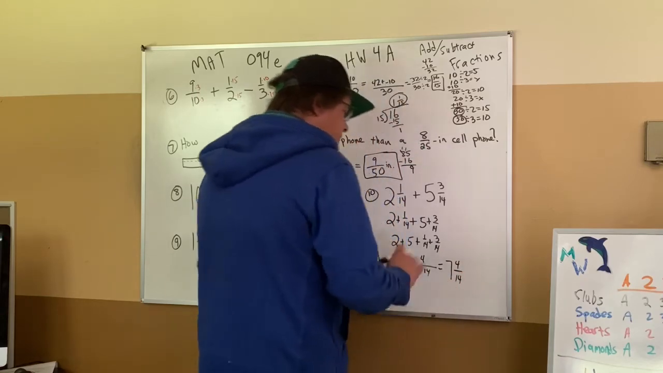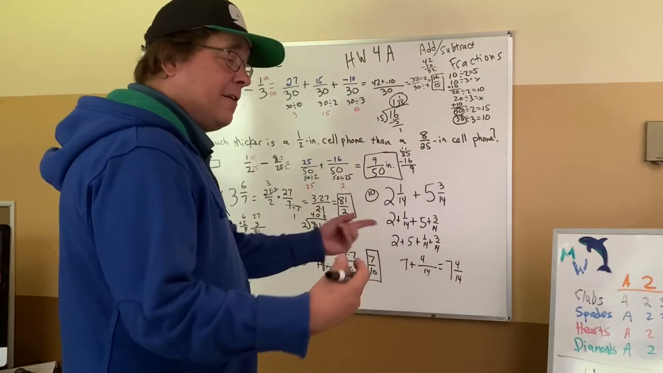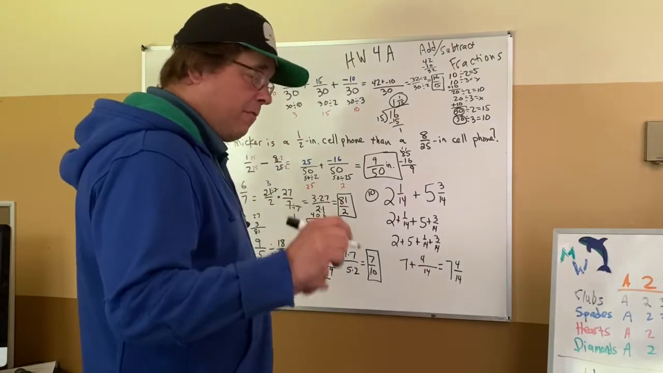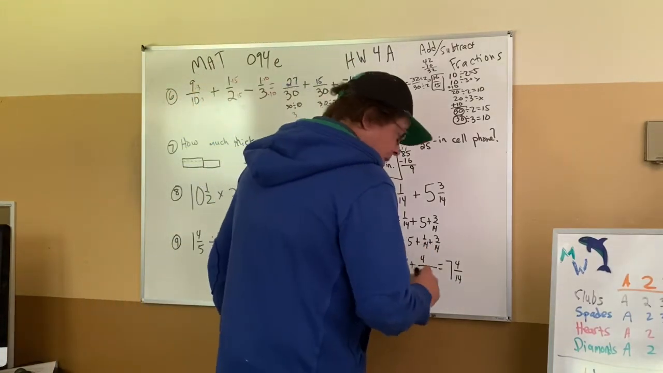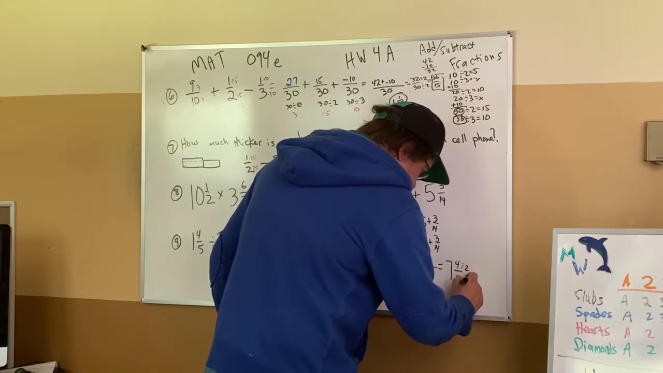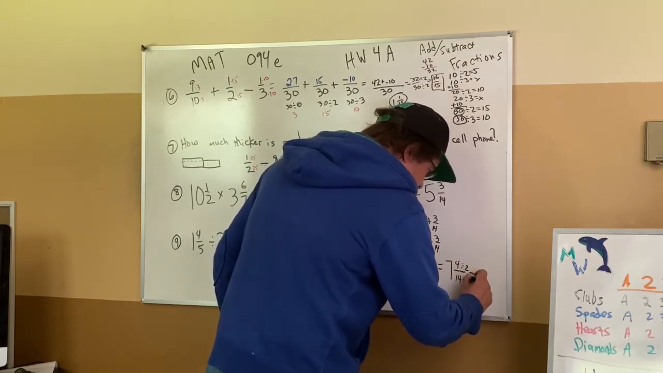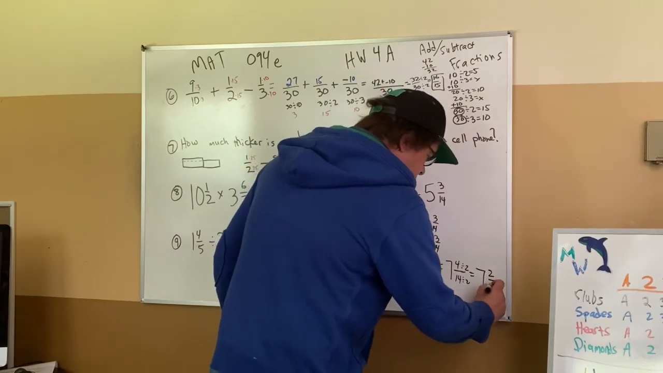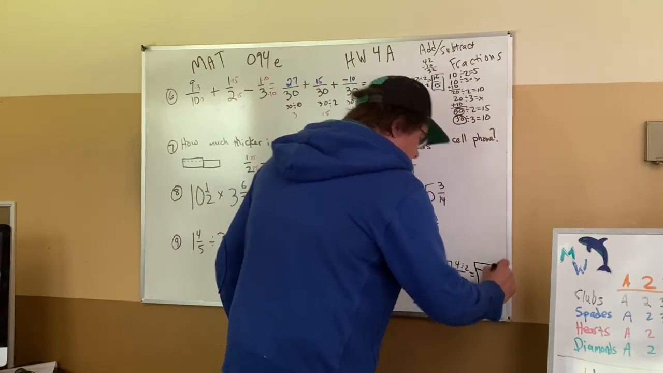If 4 over 14 is fully reduced, we are done. It's not. 4 divides by 4, 2, and 1. 14 doesn't divide by 4, but 14 does divide by 2. So we keep the 7. 4 over 2 is 2. And 14 over 2 is 7. 7 and 2 sevenths. And that's done.